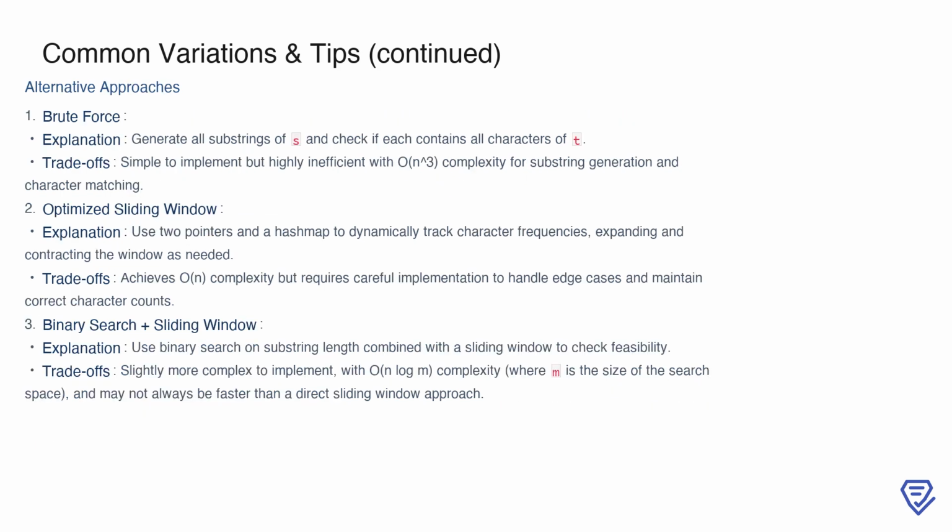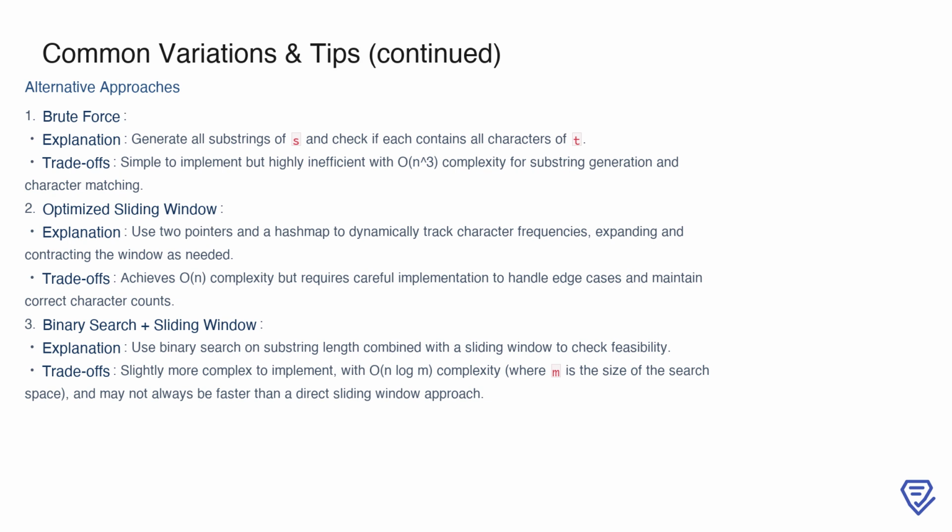Now, let's explore some alternative approaches to solving the problem. One option is the brute force method, where you generate all substrings of S and check if each one contains all characters of T. While simple to implement, this approach is highly inefficient, with an O(n) cubed complexity due to the time required for substring generation and character matching. A more efficient solution is the optimized sliding window approach. By using two pointers and a hash map to dynamically track character frequencies, you can expand and contract the window as needed, achieving O(n) complexity. However, this requires careful implementation to handle edge cases and maintain accurate character counts.